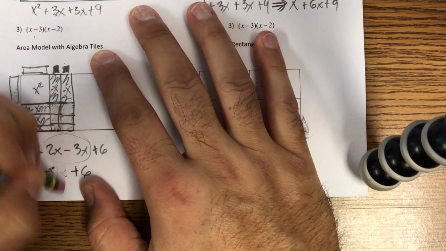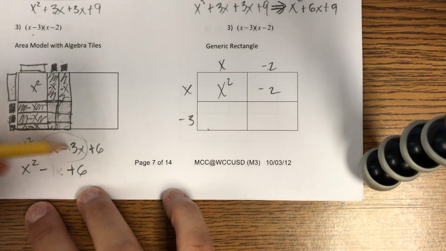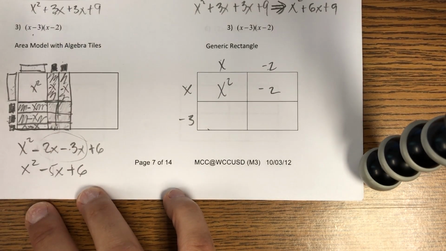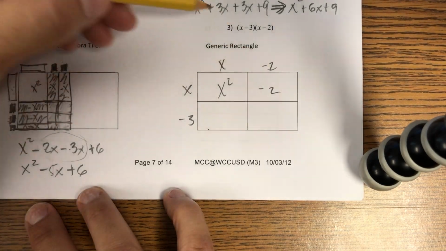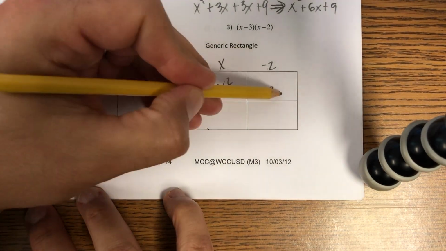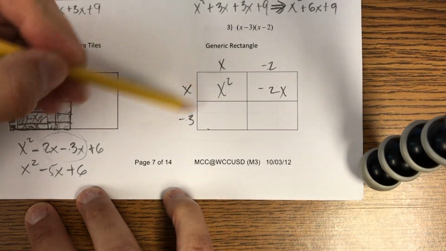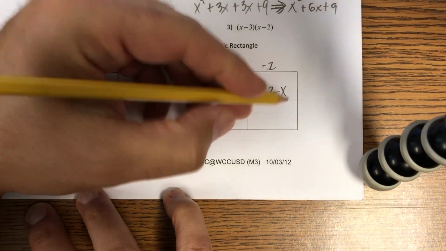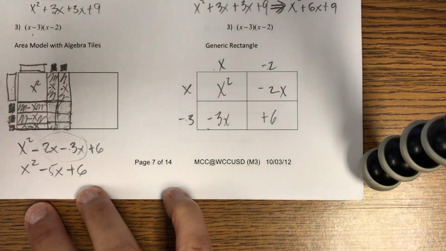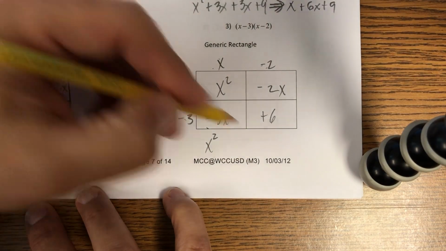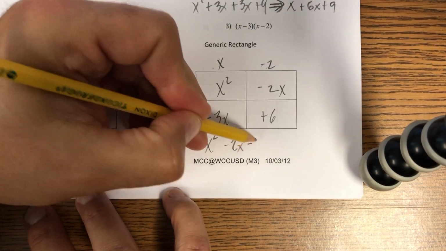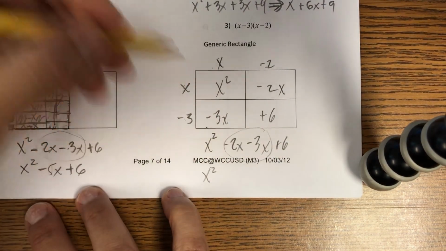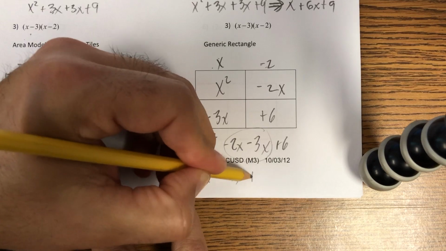And then I need to recollect like terms. Negative 2 and negative 3. That's negative 5x. All right, you think I got it right this time? Probably not, but let's try it. So negative 2 times x is negative 2x. And then negative 3 times x is negative 3x. Negative 3 times negative 2 is positive 6. Now, let's finish this up, and then I'm going to give you a word of caution. And then, so that's minus 3x plus 6, combined like terms, x squared minus 5x plus 6.